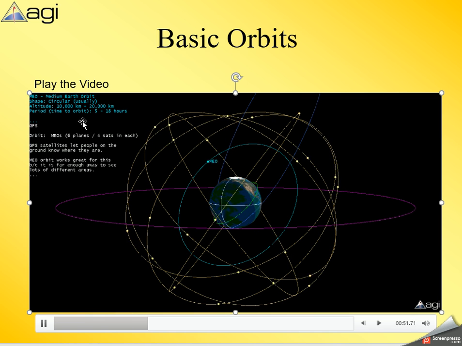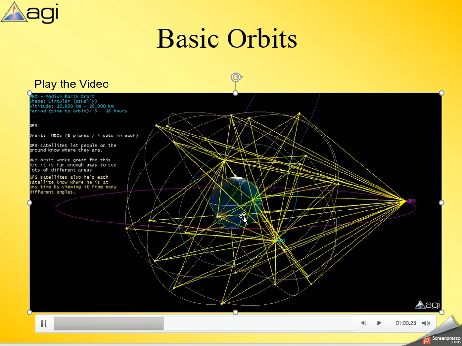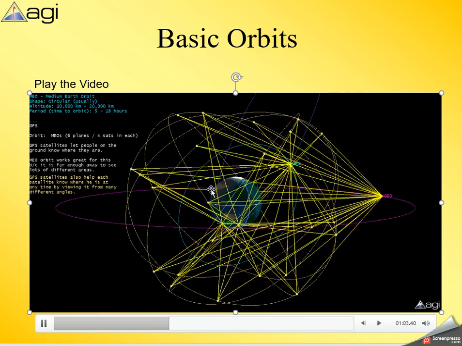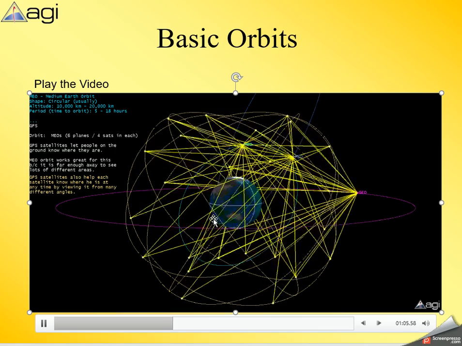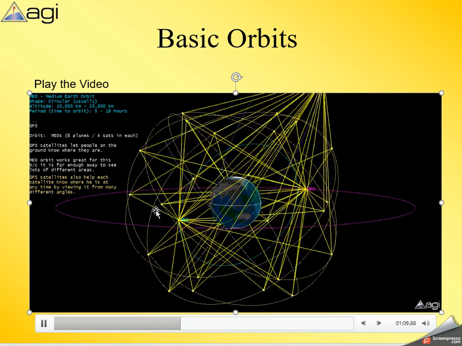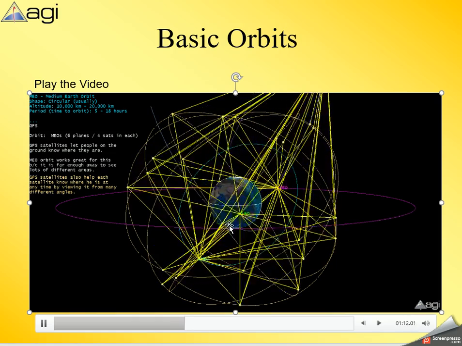The MEO, medium Earth orbit, works great. There are lots of different areas that it covers. GPS satellites go in these orbits, and they can track in 3 dimensions, so 3 different points are able to work through and analyze. There's coordination between all of those to measure GPS.